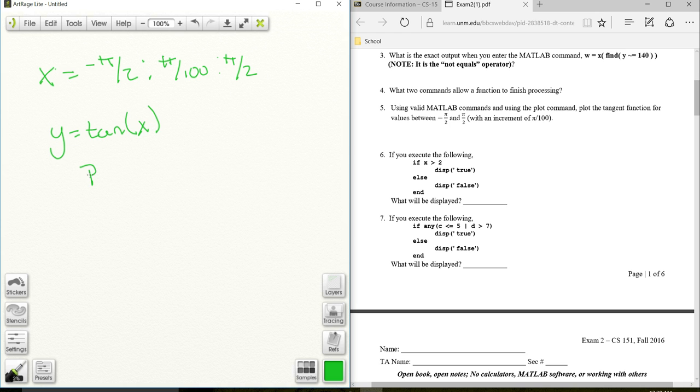And then we just say plot x comma y. And that's how we would do that part. Remember, these colon operators are from exam 1. We're not using tan d because these are radians, and this is our plot command, plot x comma y.